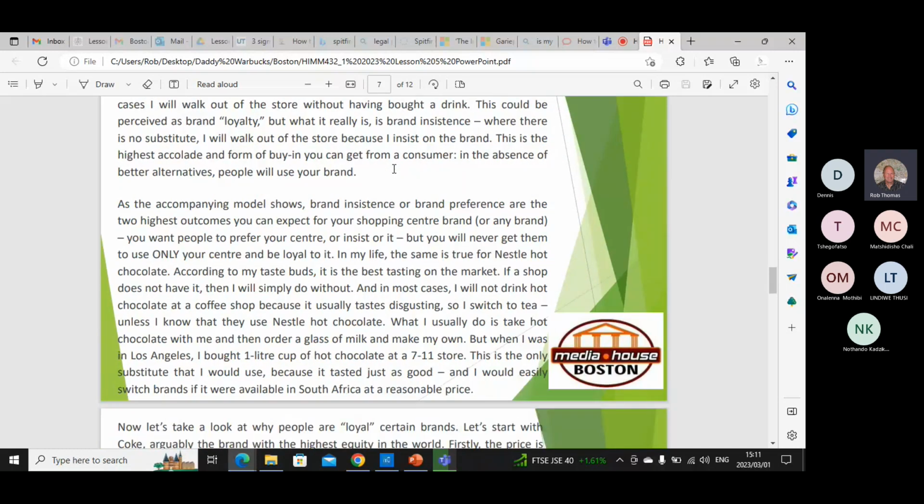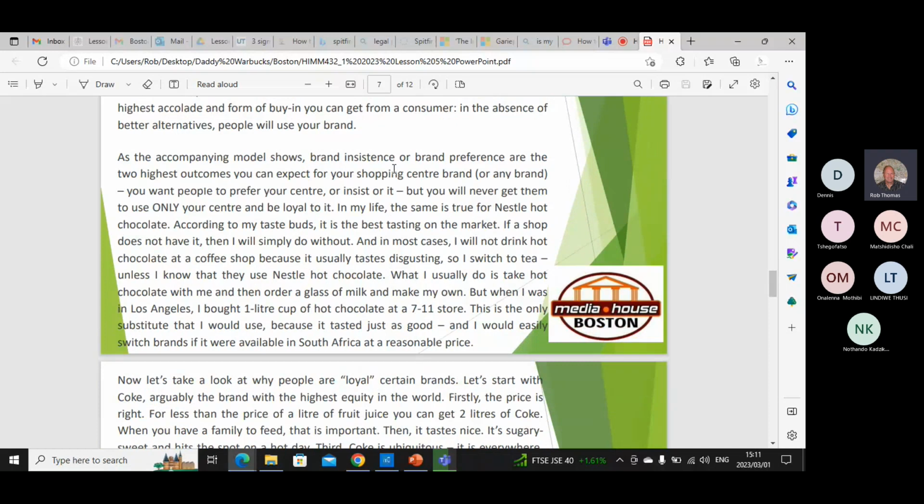Okay, so I'm not going to go through all of the things over here, but I'll read this bottom part of the slide. As the accompanying model shows, brand insistence or brand preference are the 2 highest outcomes you can expect for your shopping center brand or any brand. You want people to prefer your brand or insist on it, but you will never get them to use only your brand or center and be loyal to us. Okay, so I'm not going to read the rest for you.